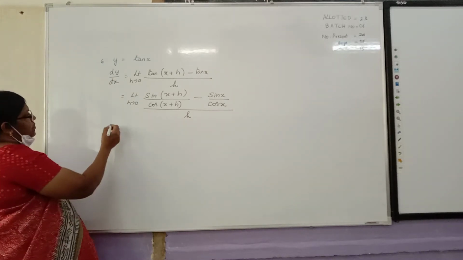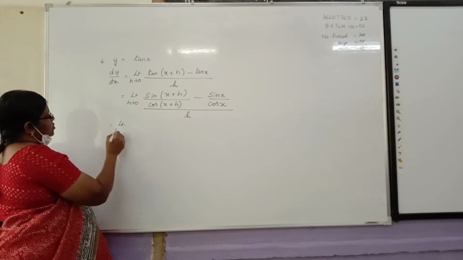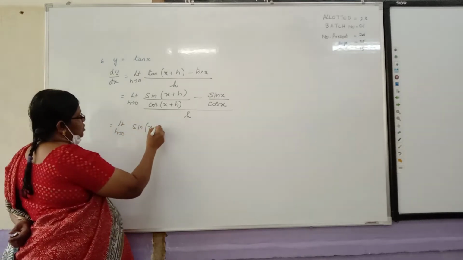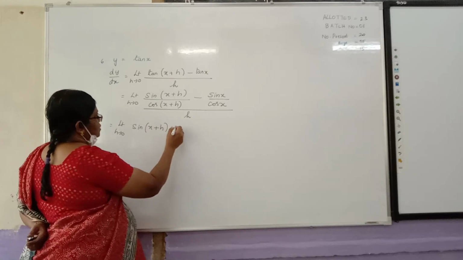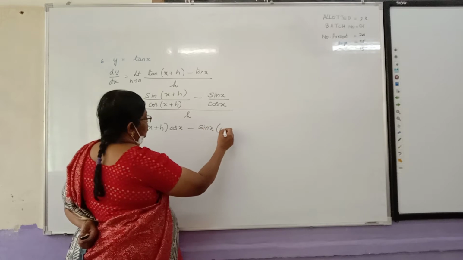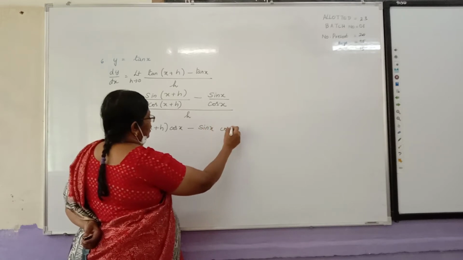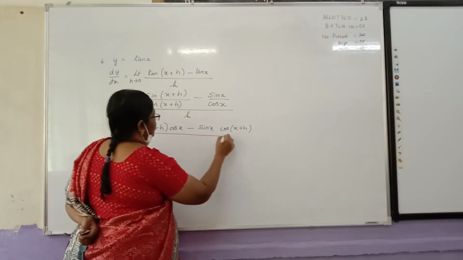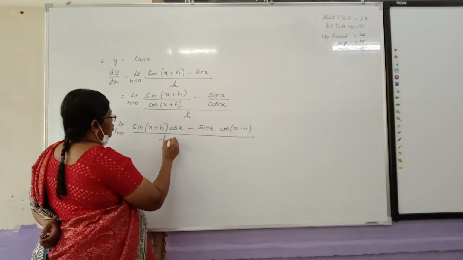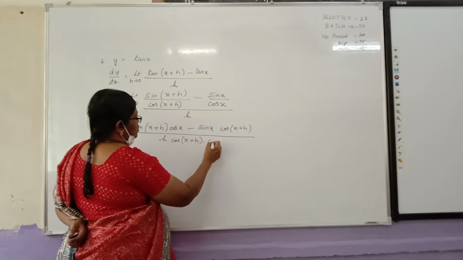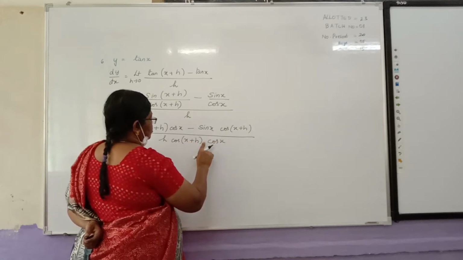Take LCM. Limit h tends to 0, sin (x plus h) cos x minus sin x cos (x plus h), divided by h into cos (x plus h) into cos x.